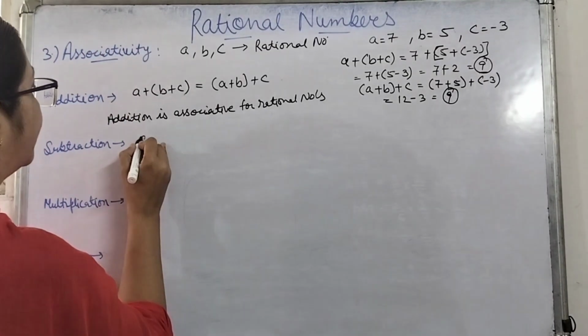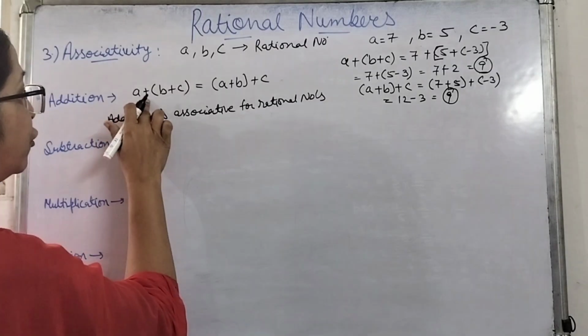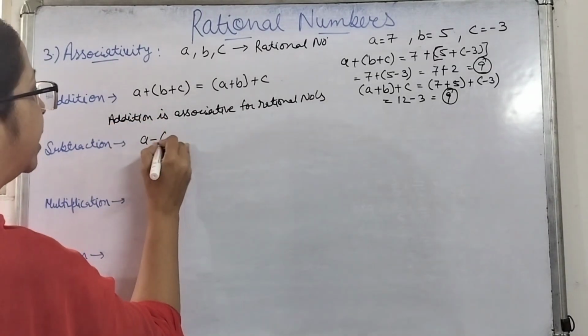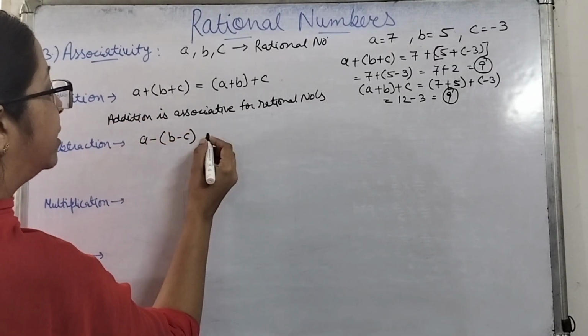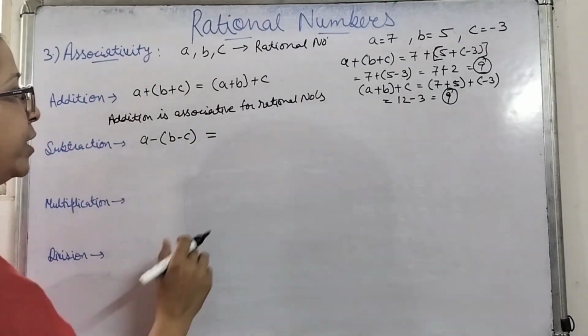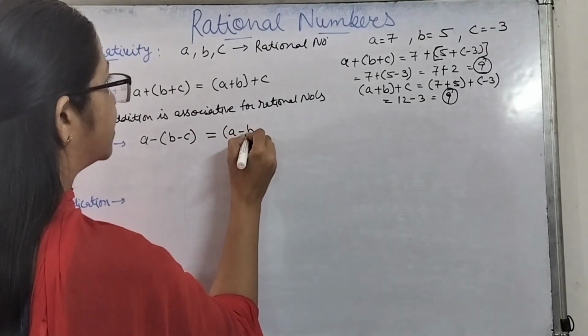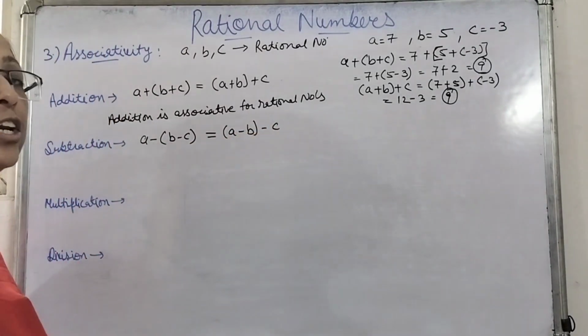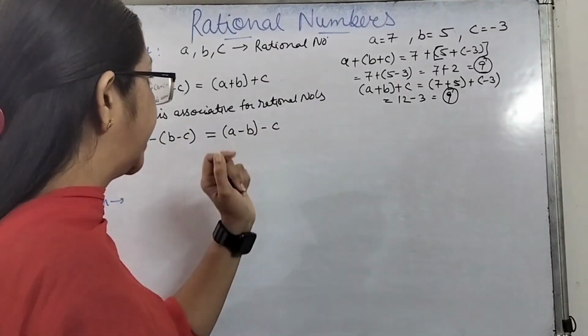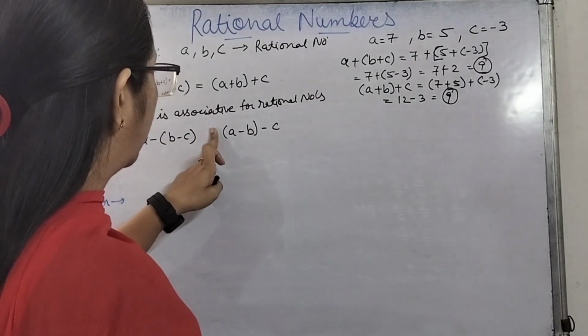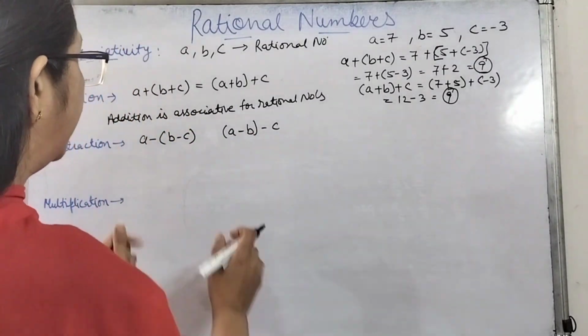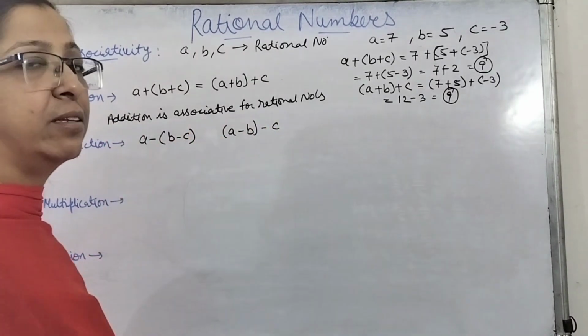So what the equation will be over here, instead of plus we will be taking minus now: A minus (B minus C). We will be checking whether it is equivalent to (A minus B) minus C or not. First of all, let's check it out. We can't say whether it will be equal or not, so we are not writing any sign. We will be checking this part and this part.